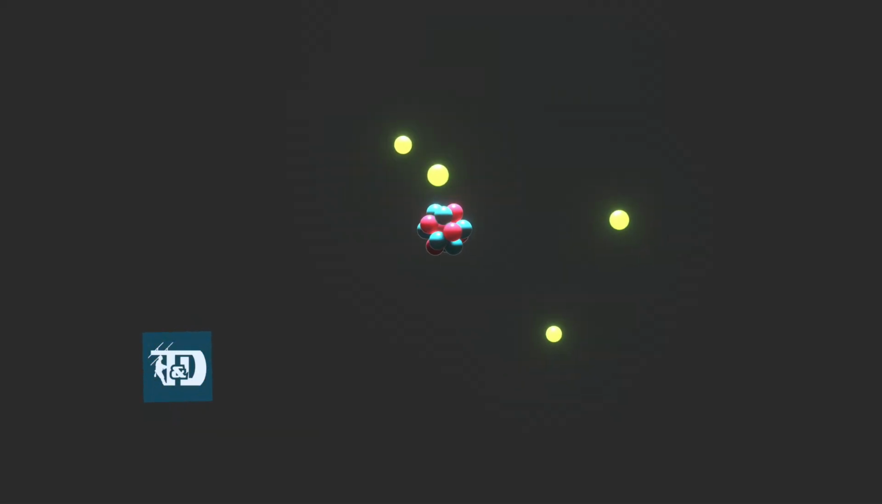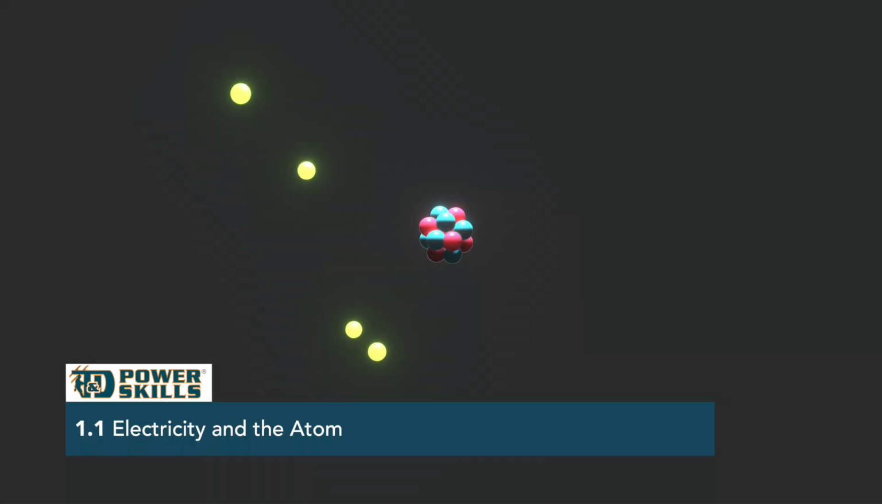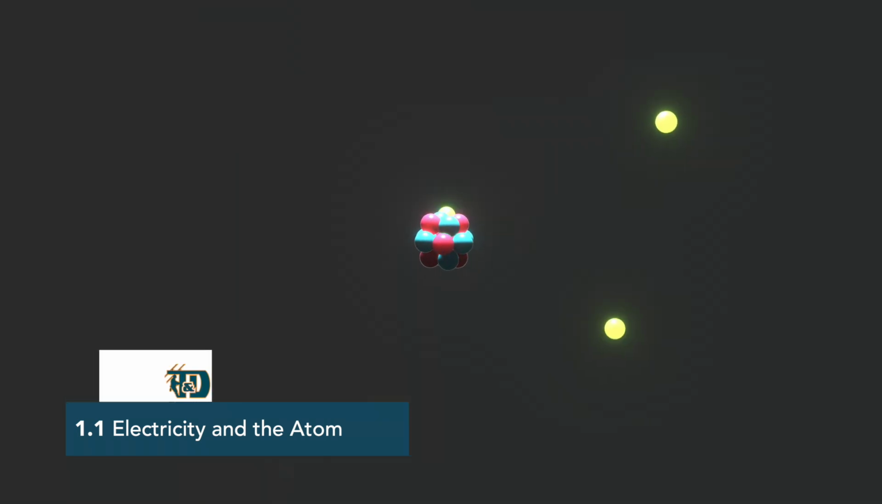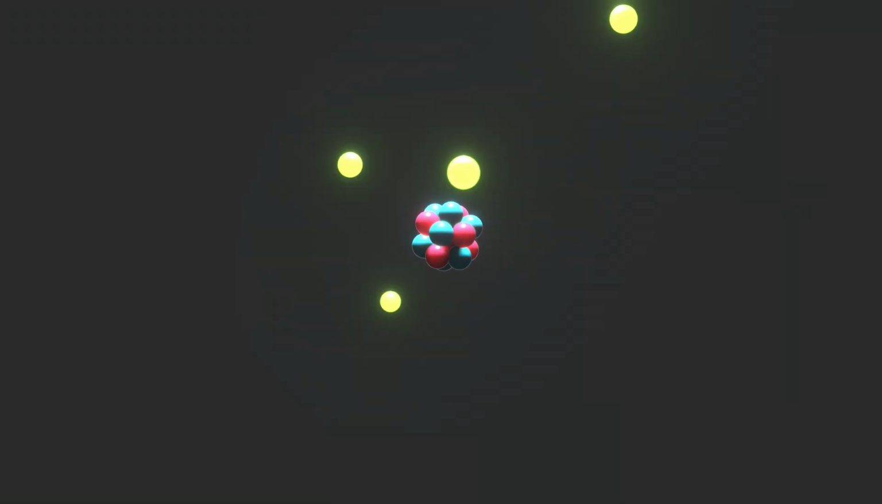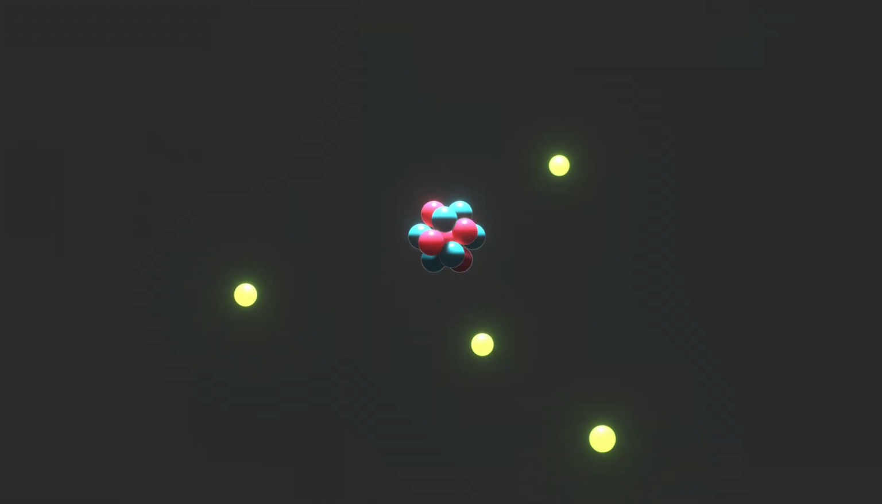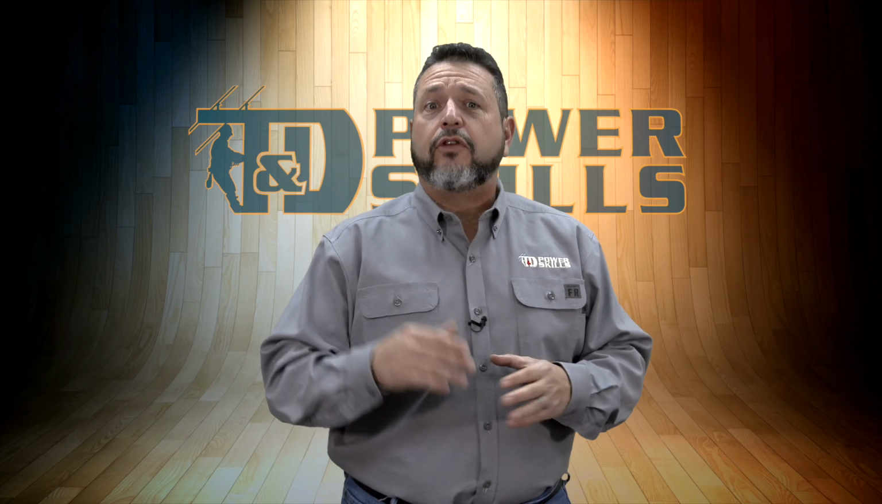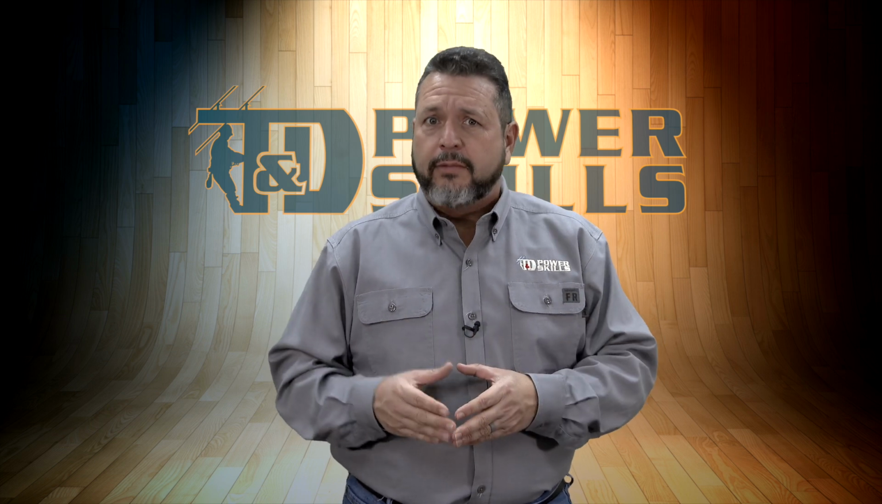These atoms are the key to understanding where electricity comes from. You see, electricity has a lot to do with some of the particles that make up an atom because two of them have an electrical charge. We're going to look at these two particles to see where they're located and what kind of charge they have.